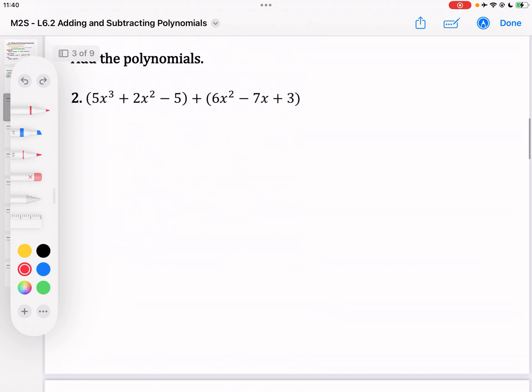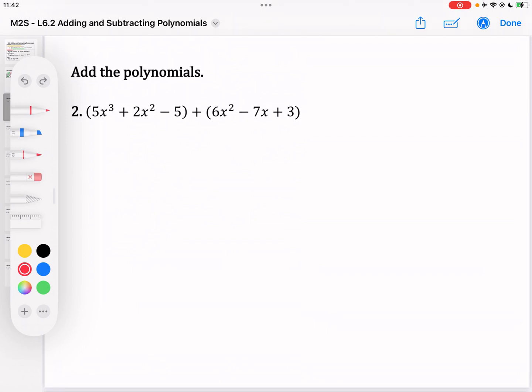So let's go to problem number 2. We're doing the same thing. You can tell because we have this add in the middle, so we're adding the 2 polynomials together. What you're going to notice, though, for this problem is there's only one term that has an exponent of 3. Nothing else in this problem has that same exponent. So if that's the case, we're going to go ahead and write that down.